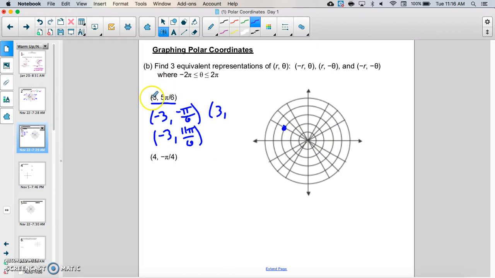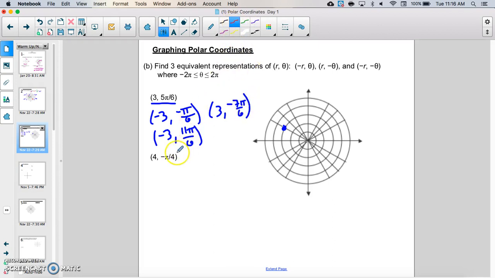We've already done a positive r and a positive theta, so now we need to do positive r and a negative theta. So we're going to go 1, 2, 3, and then we're going to see how far it takes to get here. So that would be 7 pi over 6. We're going in the negative direction, so it's negative 7 pi over 6.